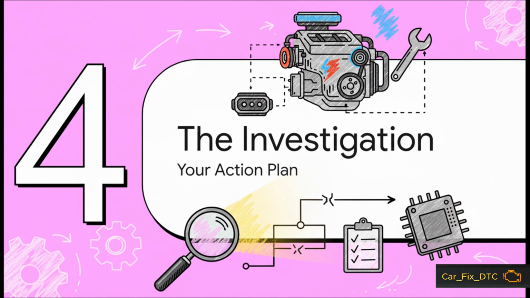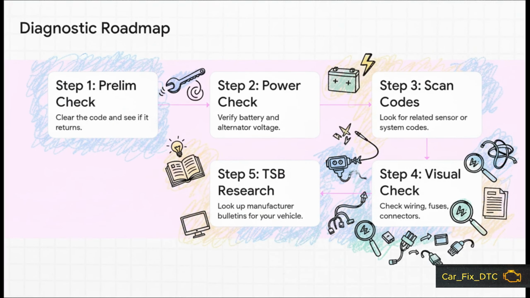All right, we know the players, we know the symptoms, and we've rounded up the suspects. Now for the most important part, your step-by-step action plan to actually figure out what's going on with this U0401 code. Here's your roadmap. First, do the easiest thing possible. Clear the code and drive for a bit. Does it come back? Sometimes these are just random one-time glitches. If it does return, move to step 2. Check the very foundation of your car's electrical system, the battery and alternator. After that, scan for other codes, do a really thorough visual inspection, and finally, check for any official manufacturer bulletins.